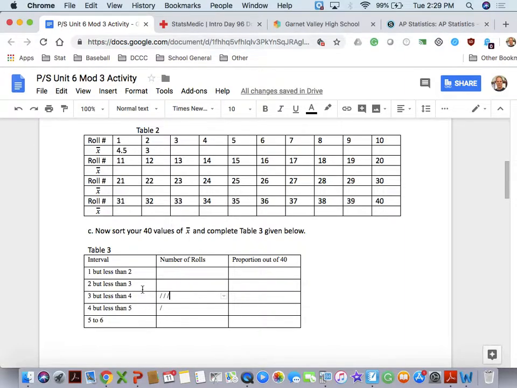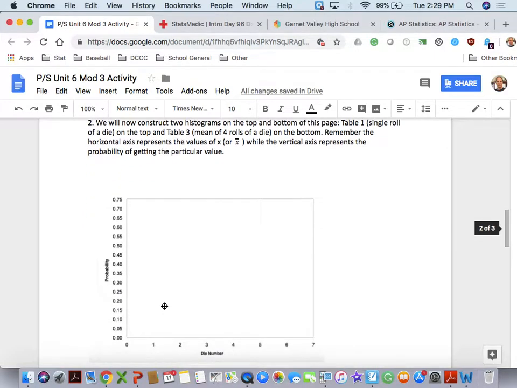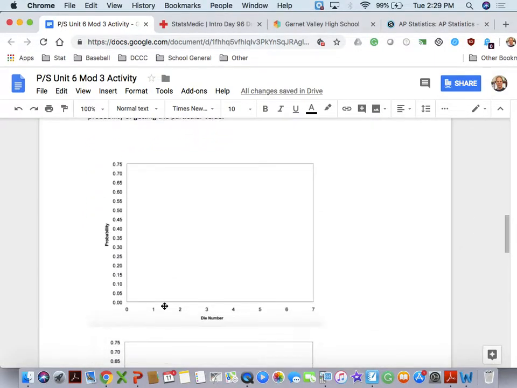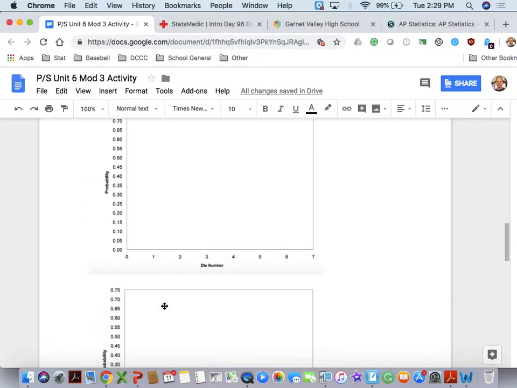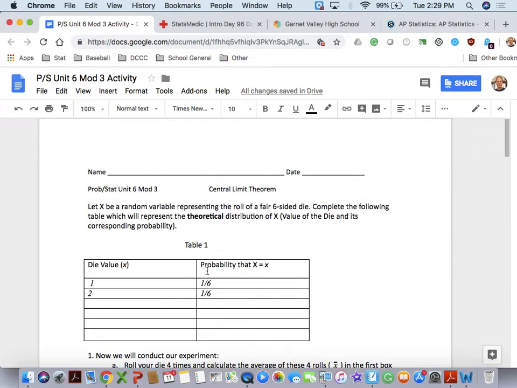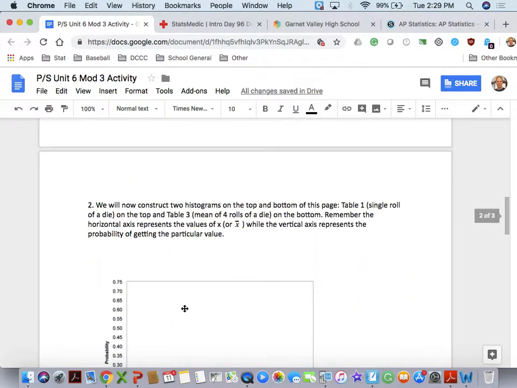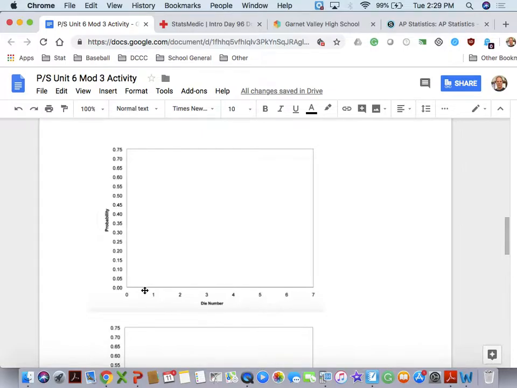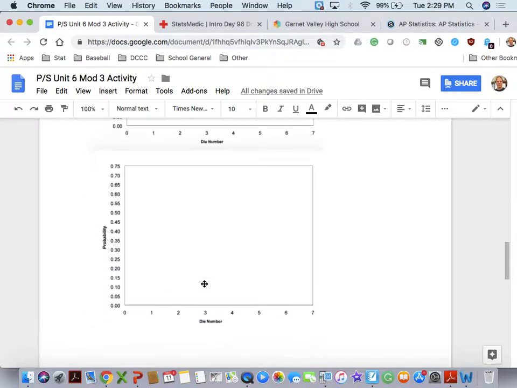And I have 40. And then, all right, well, let's say there were just 3 of them. I'd come over here and I would write 3 out of 40. And I do that for each one of these. That's your job. After you do that, you're going to come up here and it asks you to make 2 graphs. The first one's easy. It's here, 1/6. So the numbers go from here. Here's 1. It goes to 1/6, which is right about here. They're all 1/6. That thing's going to look like a rectangular box.